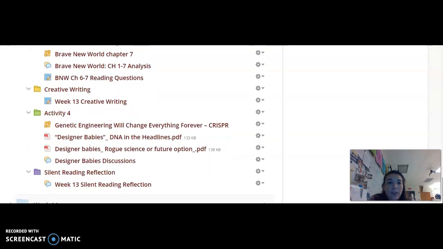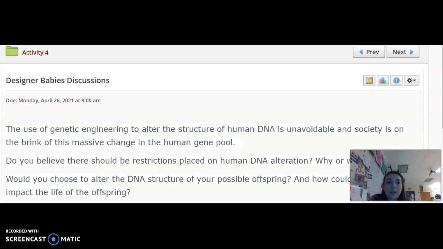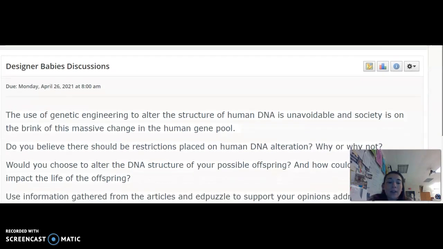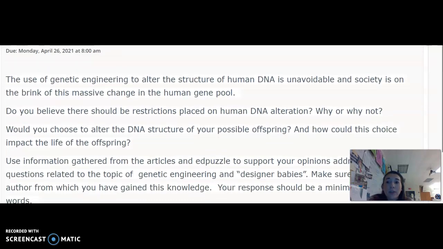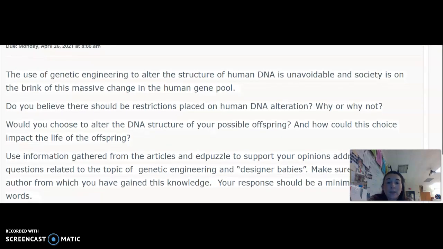If we scroll down, we can see activity 4. We are talking about genetic engineering in comparison to our novel so far. There is an Edpuzzle for genetic engineering and 2 articles that you should read about designer babies, and then a discussion. The discussion about designer babies is going to focus on the statement: the use of genetic engineering to alter the structure of human DNA is unavoidable, and society is on the brink of this massive change in the human gene pool.